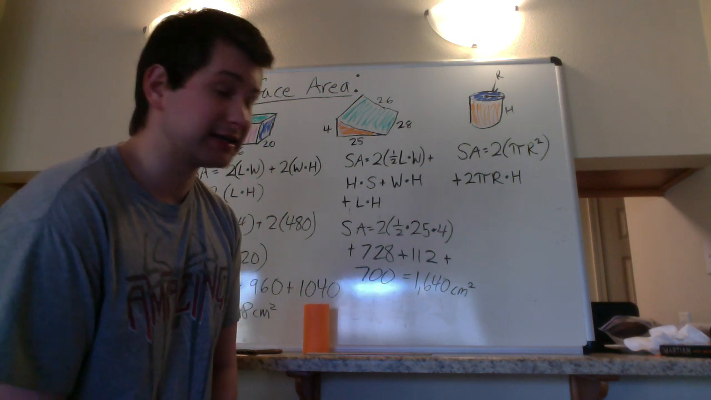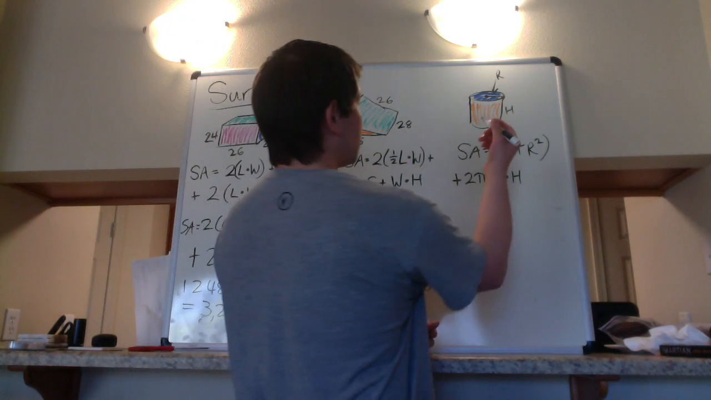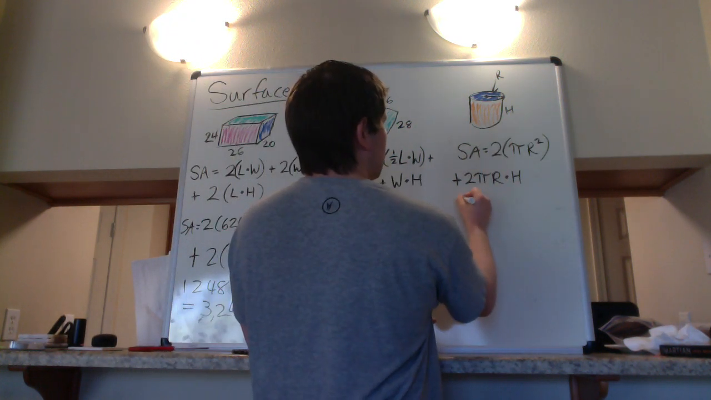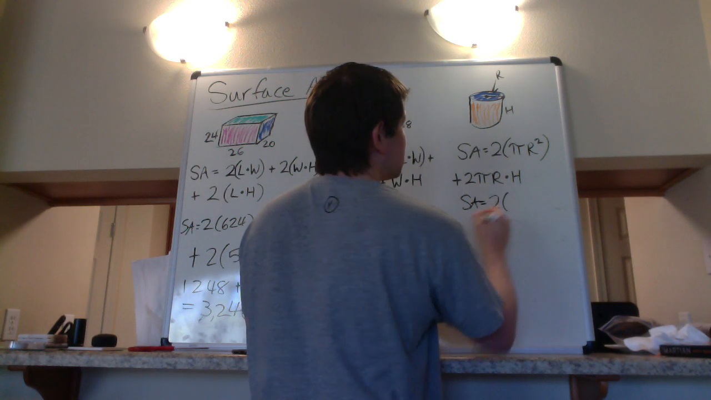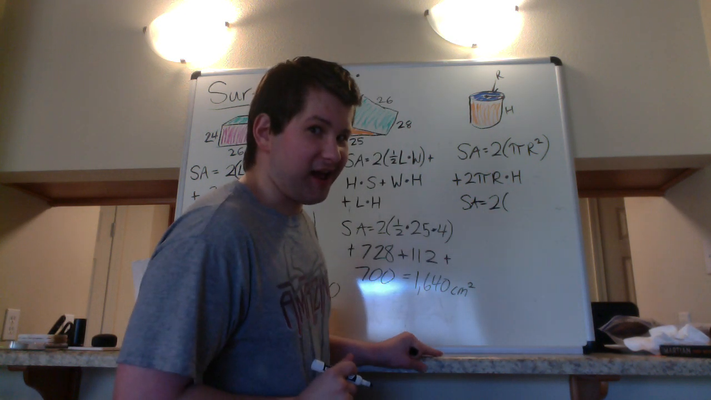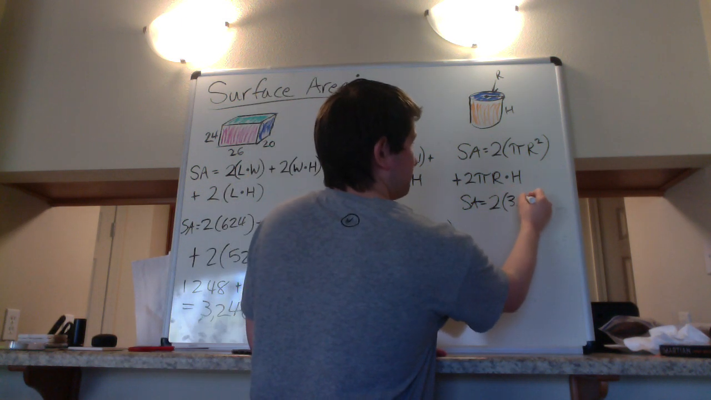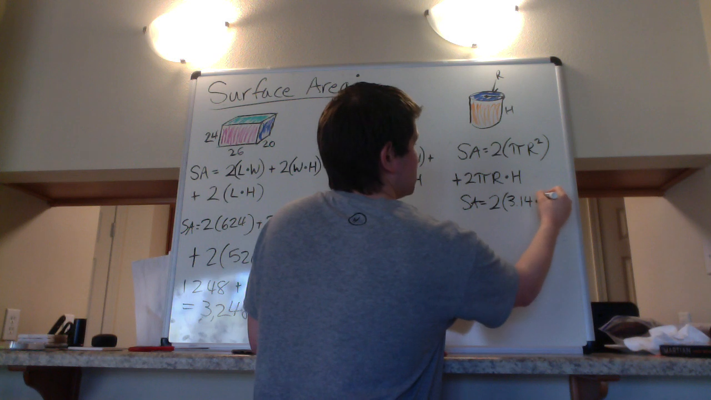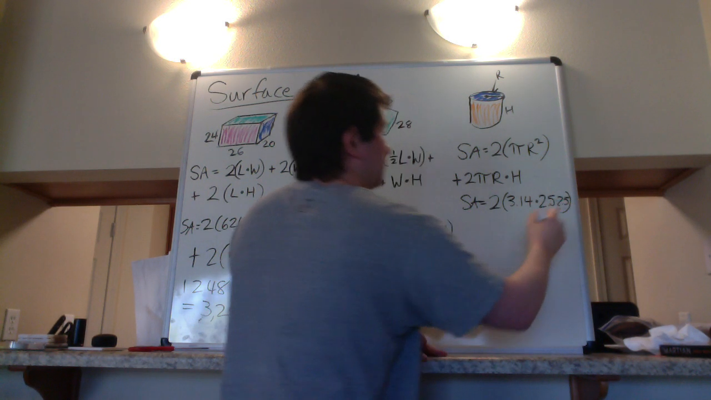Yes, that's right. Cut it in half to get 2.5 centimeters. Okay, cool. So surface area equals 2 times, what's pi? Yeah, 3.14 times 2.5 times 2.5. Oh, I'm running out of room.